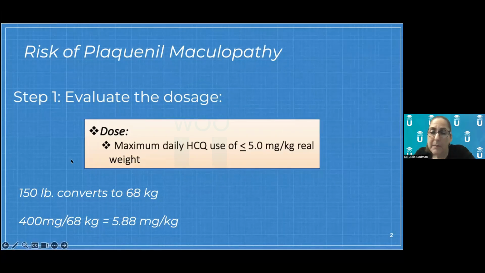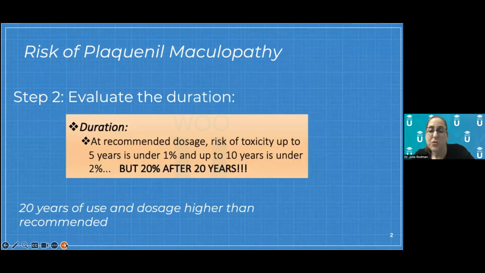So what you want to keep in mind here is that a patient that's lighter is not okay taking the same amount of medication as a patient that's heavier, because their body can't tolerate the same amount of medication. So it's super important that you don't just say, oh, the patient's taking 400 milligrams, they're fine. That's what the FDA approves. Make sure that you're doing the conversion and make sure they're under 5 milligrams per kilogram. If they're not, they're at an increased risk of developing toxicity. And remember to ask them how many years they've been on the medication.